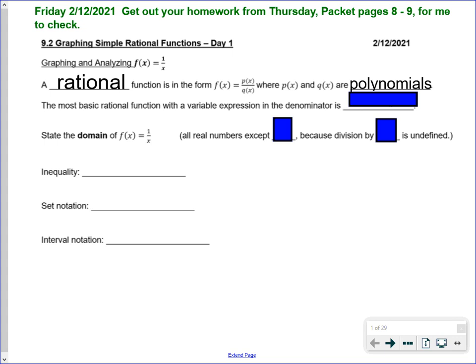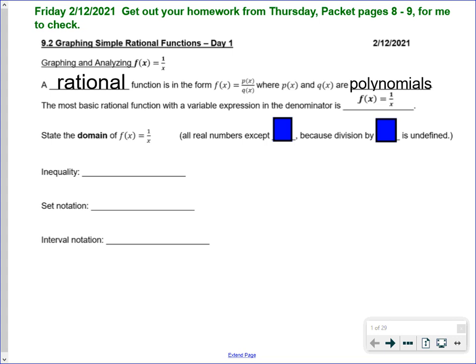And so the most basic rational function with a variable expression in the denominator is going to be 1 over x. X is probably the simplest polynomial with a variable in it. So the simplest rational function with a variable expression in the denominator is going to be 1 over x.